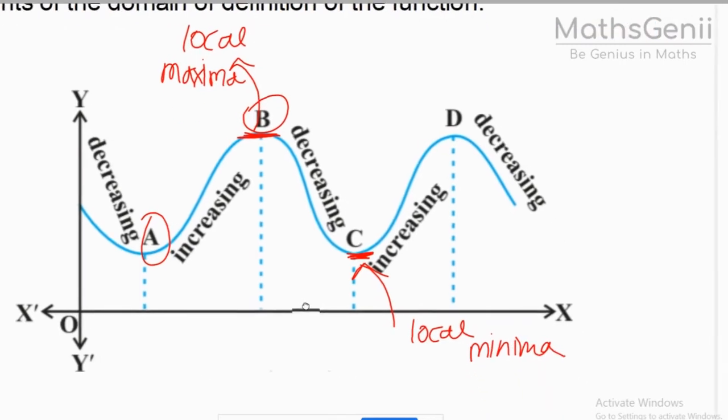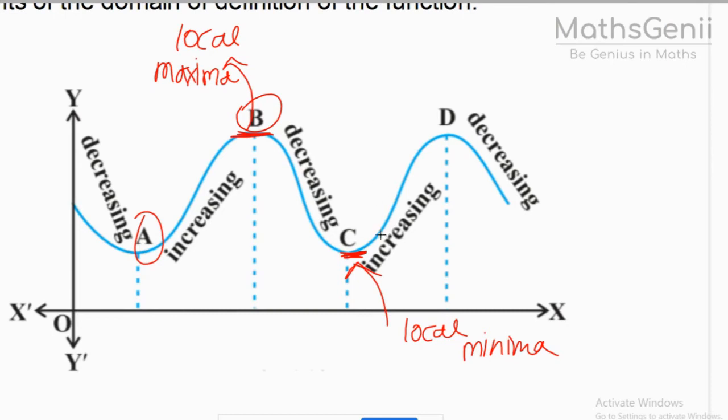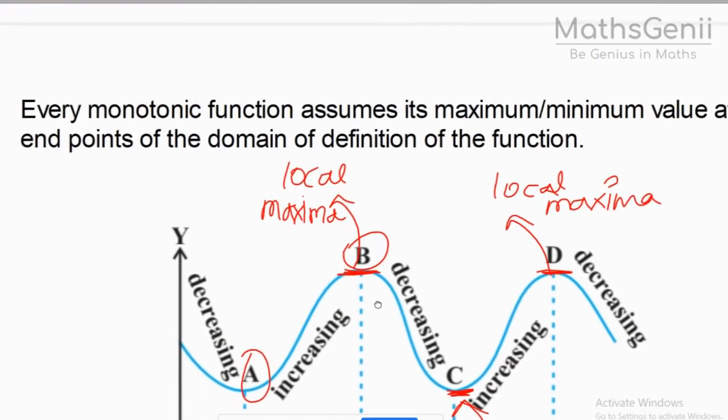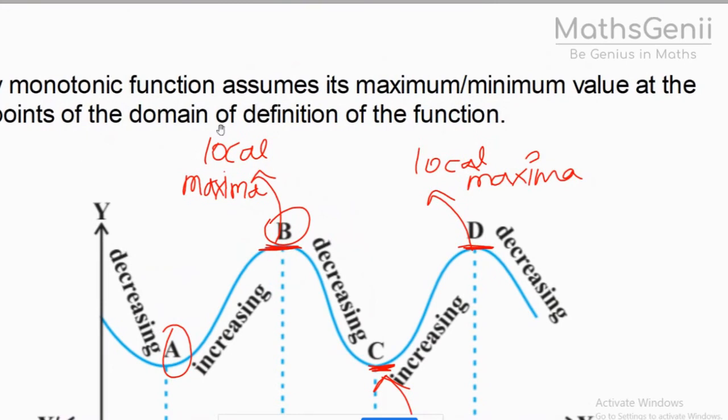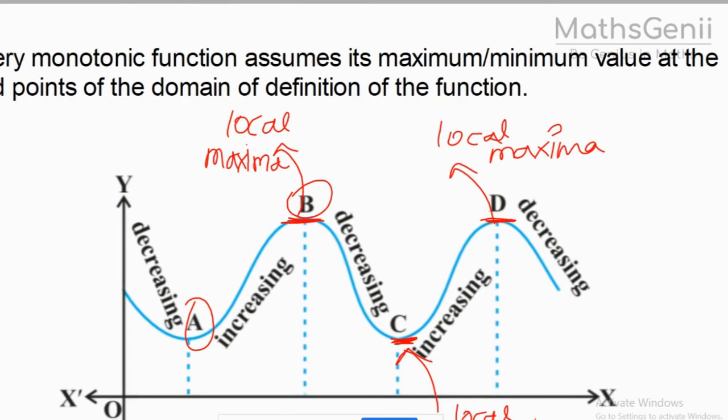Again, now check out C to D. It's increasing, increasing, increasing till this point. So this point is your local maxima. Okay, super clear. Now let's look at the concept part of it. Every monotonic function or every smooth function assumes its maximum or minimum value at the end points. Correct? So this was an end point, this was an end point. So maximum or minimum value is attained at the end point of the graph.